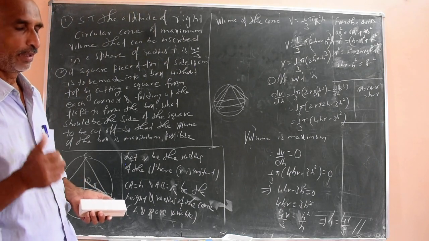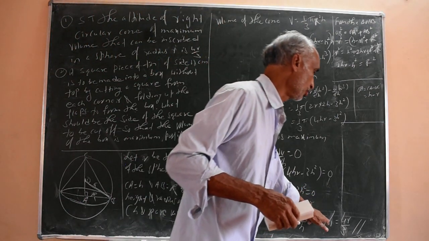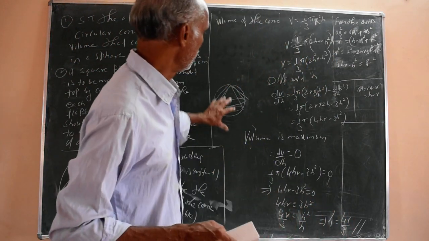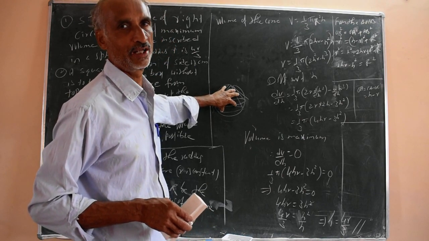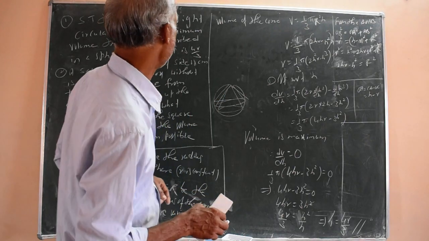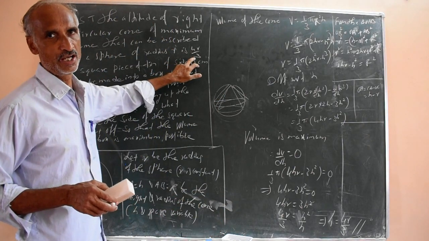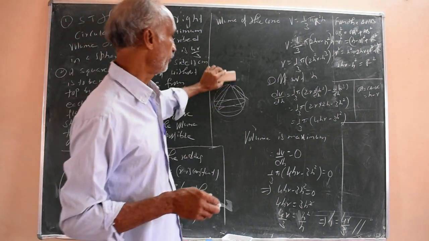By taking the volume as maximum, we have to prove that height h is equal to 4r upon 3. Among all the cones, one cone will have the maximum volume. Which cone is that? The height of the cone, the altitude of the cone, is equal to 4r upon 3, where r is the radius of the outside sphere. So that will be true.